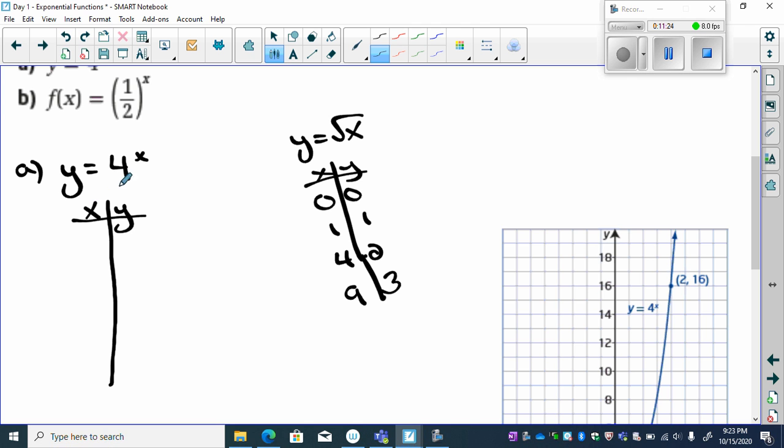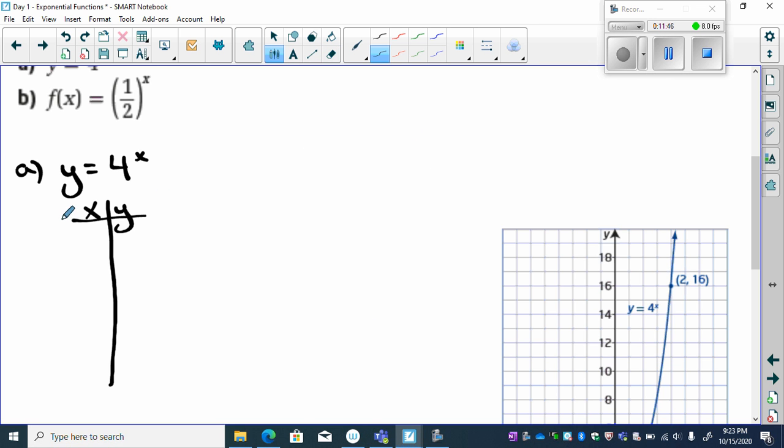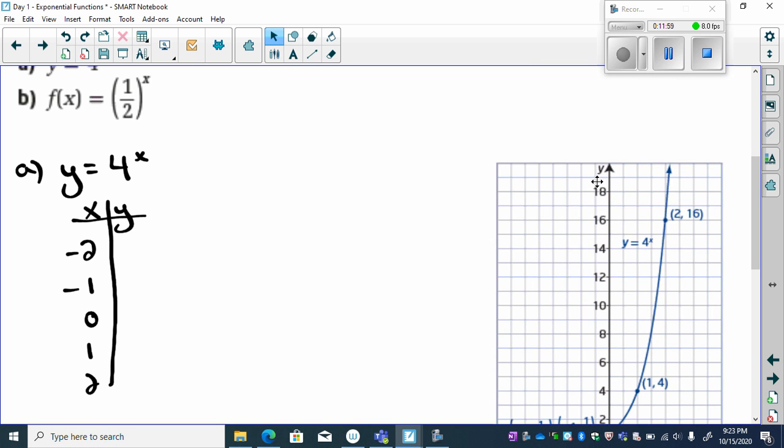Okay? It's going to depend on what this number is here. So this number could be a 4, could be a 2, could be a 5, could be a 1/2, could be a 2/3. It will change the y values here. The x values will always go from, we'll write -2 to +2, but the y values are going to change depending on what the base is. So x values, since x can be any x value at all, I can use a negative x value if I want. We'll just go from -2 to +2.